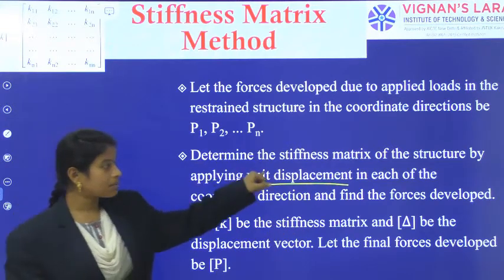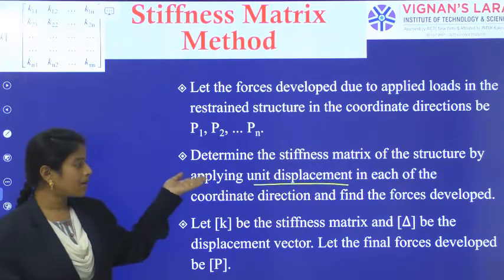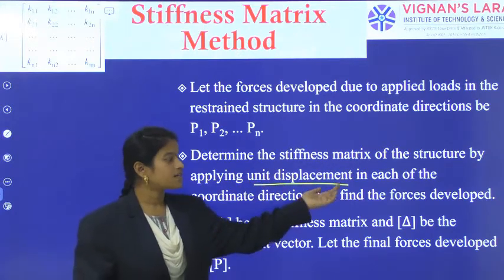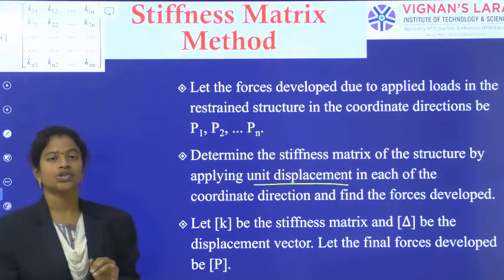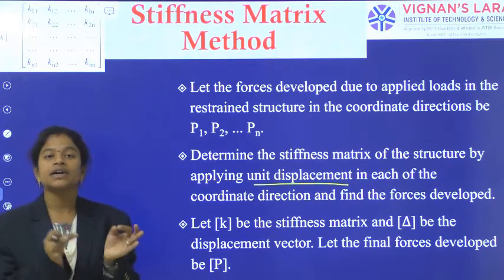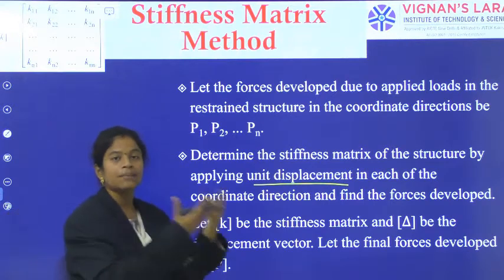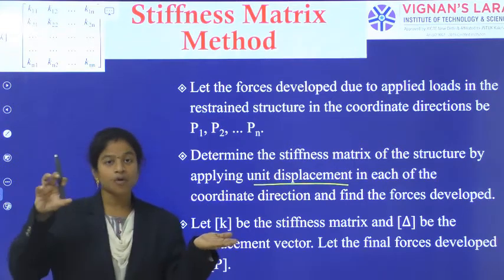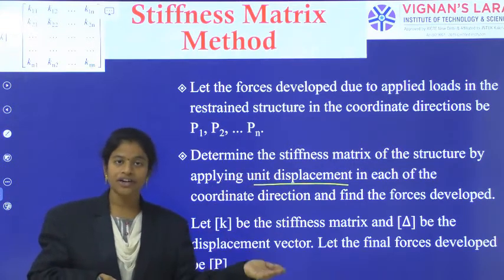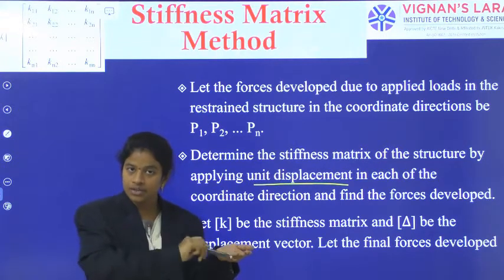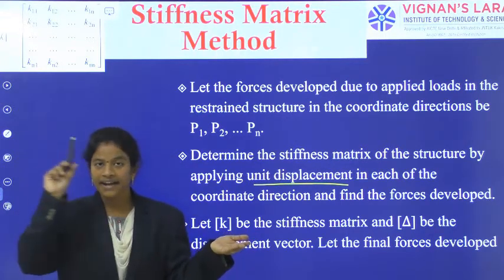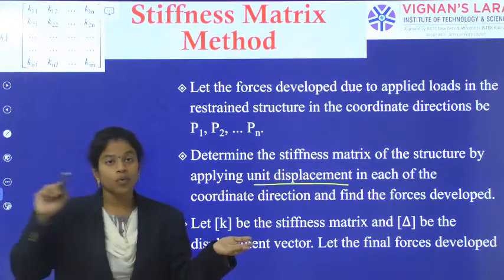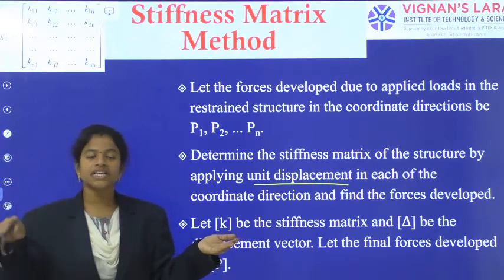So, to determine the stiffness matrix of the structure, we apply unit displacement in each coordinate direction and find the forces developed in that direction. We have to calculate the quantity of force generated. As I am giving a displacement, what is the corresponding force that may be generated? If I allow the body to sink, due to this sinking, what is the moment generated at each of the coordinates? Those things will be calculated.